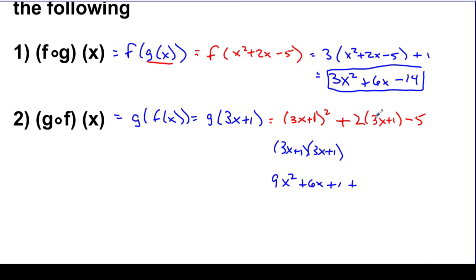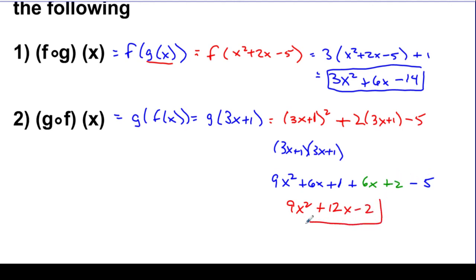Well, 2 times 3x is 6x. 2 times 1 is 2. And then I have that 5 that's been sitting there by itself, and that's going to be a part of my answer as well. Now I'm just putting this algebra together. It says 9x squared. I have no like terms, so 9x squared. 6x plus 6x is 12x. 1 plus 2 is 3. 3 minus 5 is negative 2.